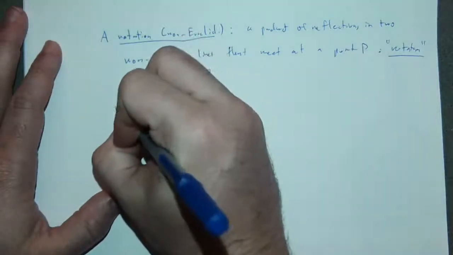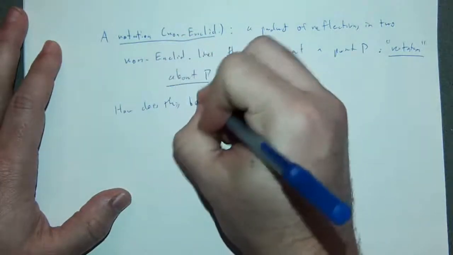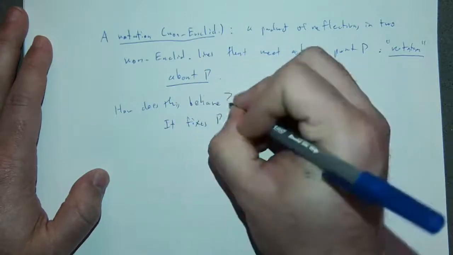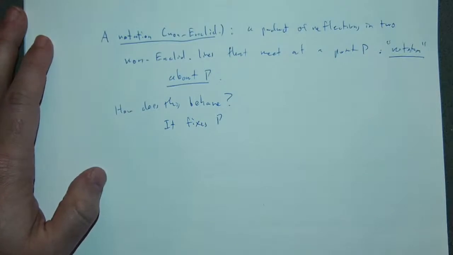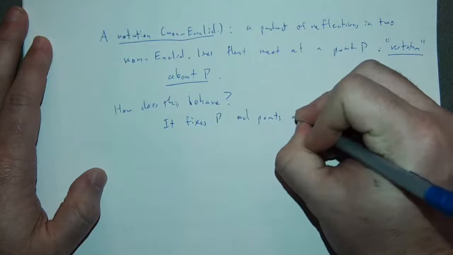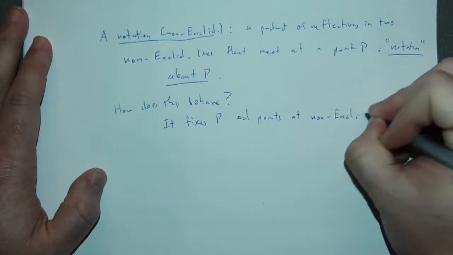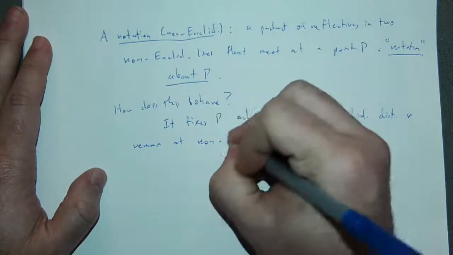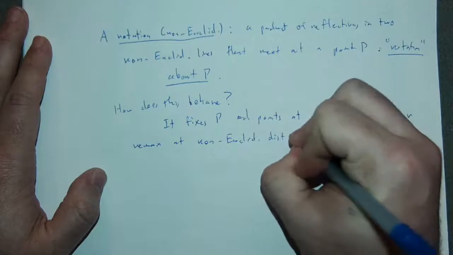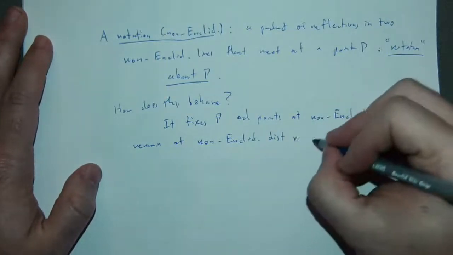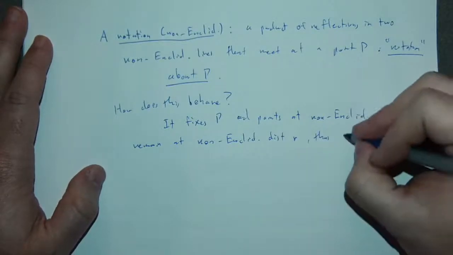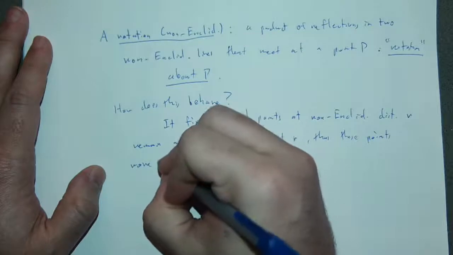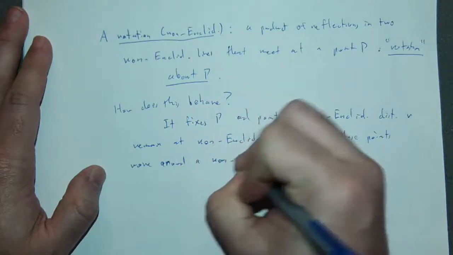So, how does this behave? Well, it fixes P. And points at non-Euclidean distance R remain at non-Euclidean distance R. Thus, these points move around a non-Euclidean circle of radius R.